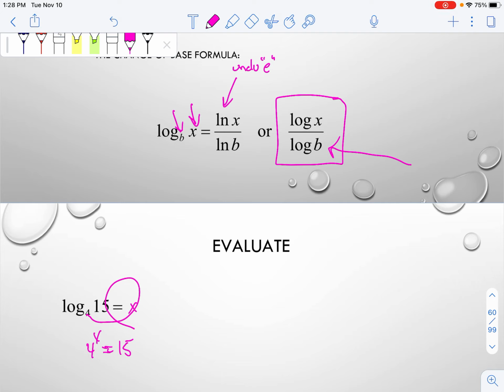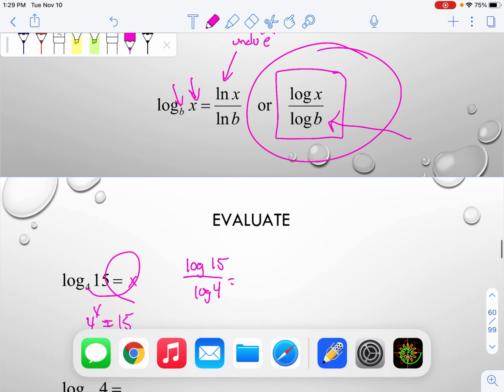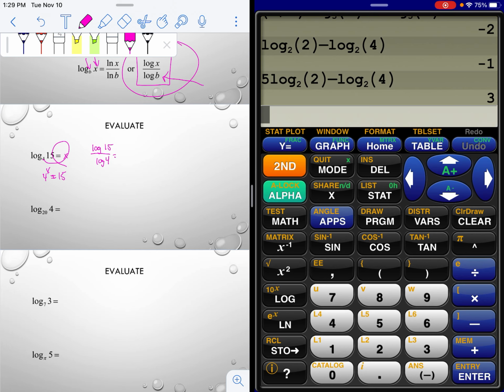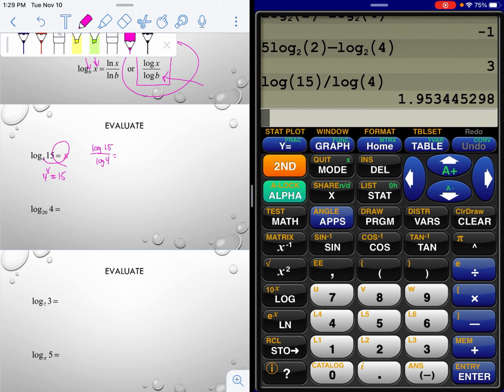However, what is that answer? The shortcut here is the change of base formula. You're going to take the log of 15 divided by the log of 4. Let's evaluate that and show you that it's going to be just below 2. Here we just use the straight log button. Log 15 divided by log of 4. There's your 1.95. We knew it was going to be just below 2.